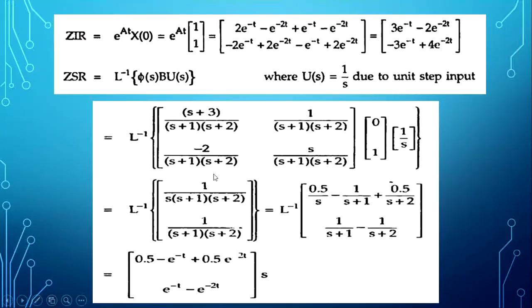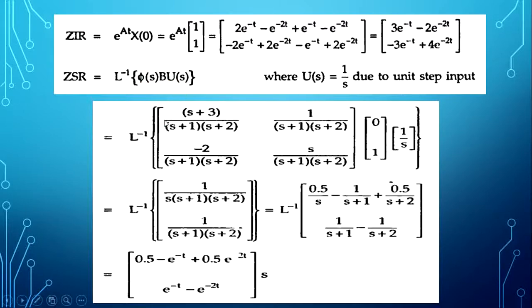Now after obtaining e to the power At, the state transition matrix, we obtain the ZIR, zero input response, e to the power At into x of 0. This is the e to the power At matrix into x of 0, which is given in the example as 1 1, a single column matrix with 2 rows. Multiplying e to the power At and 1 1, we obtain this matrix. This is the ZIR, the zero input response. Now to obtain the zero state response, we have to take the inverse Laplace transform of phi of s, B U of s.